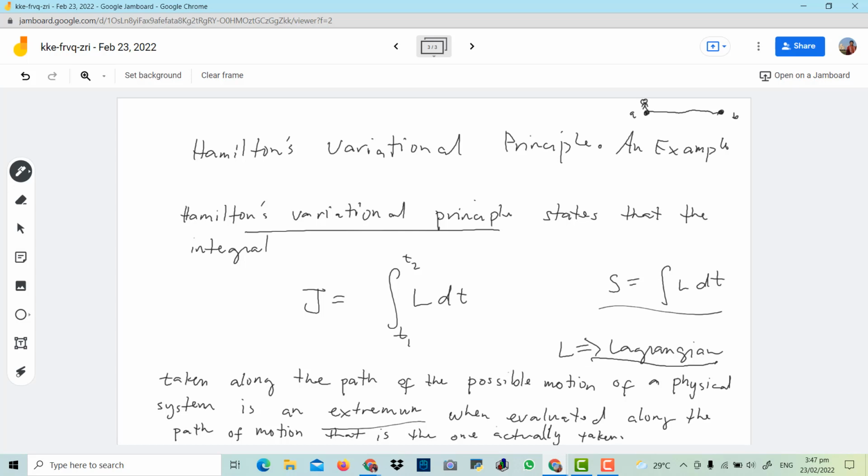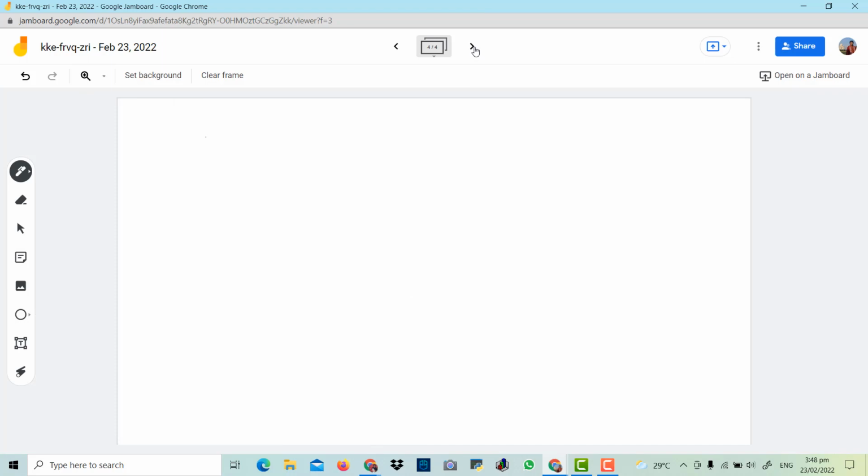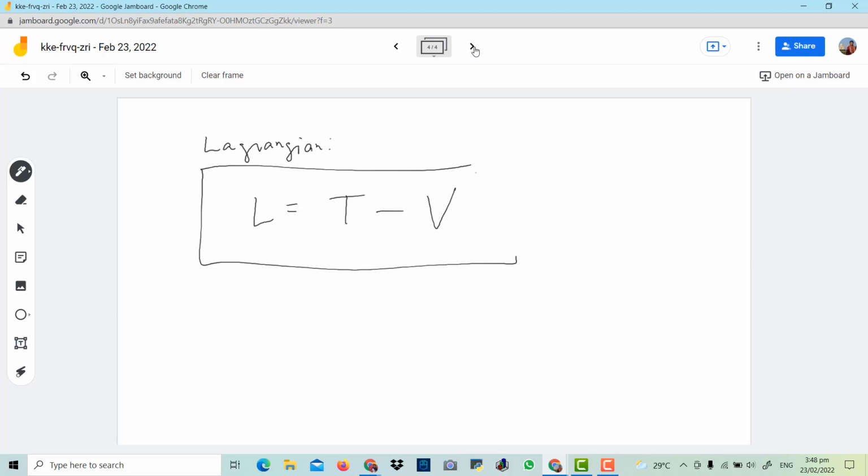Okay. I have the function equal to this, where L is, take note, the Lagrangian. And what do you mean by Lagrangian? Lagrangian is just L is just equal to the difference of the kinetic and the potential energy. So take note of this. So Lagrangian is equal to T minus V, where T is the kinetic energy.